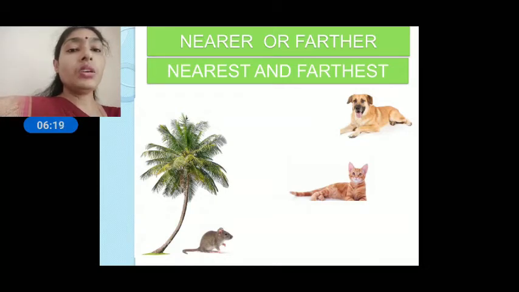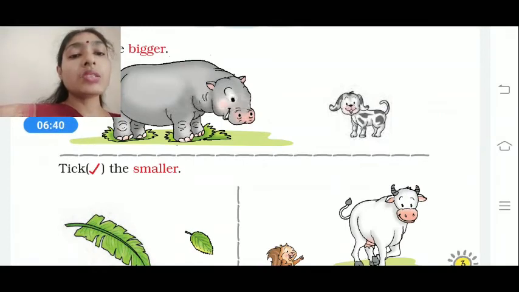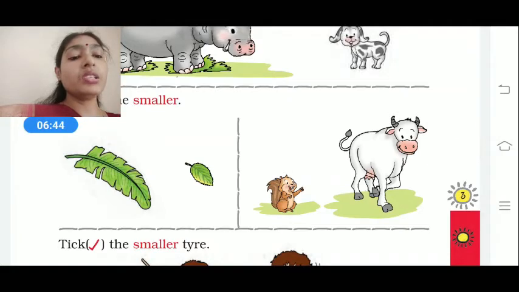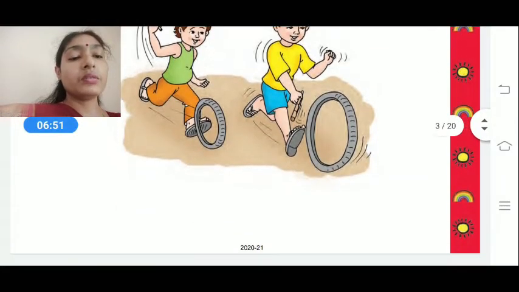Okay. Now we have learned all these things, so we will see what is there in the textbook. Everyone open your textbook, page number 3. The first concept is bigger, smaller. First, you have to tick which one is the bigger animal in these 2. Second, tick the smaller, which leaf is smaller or which animal is smaller. Similarly, the boys are playing with tires. You have to tick which tire is smaller.